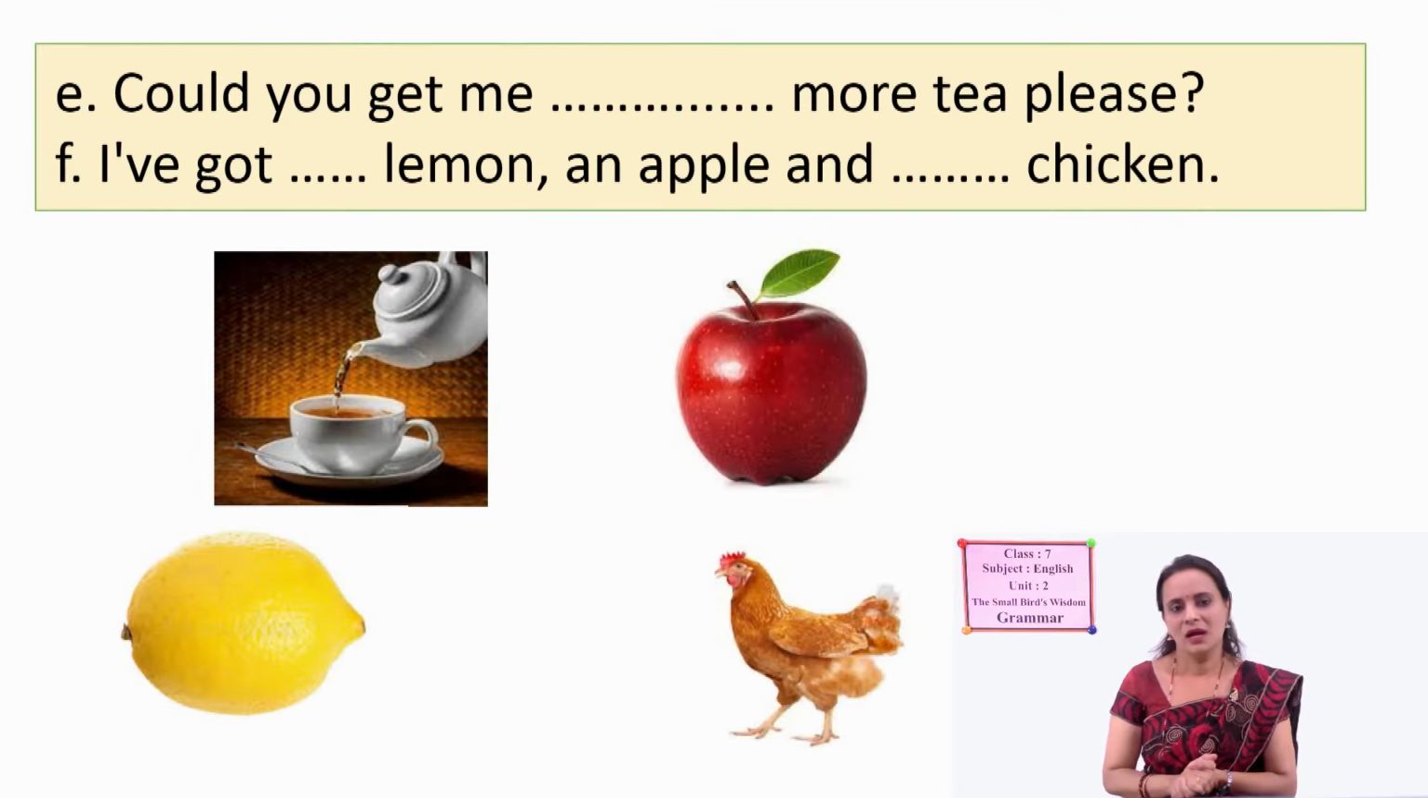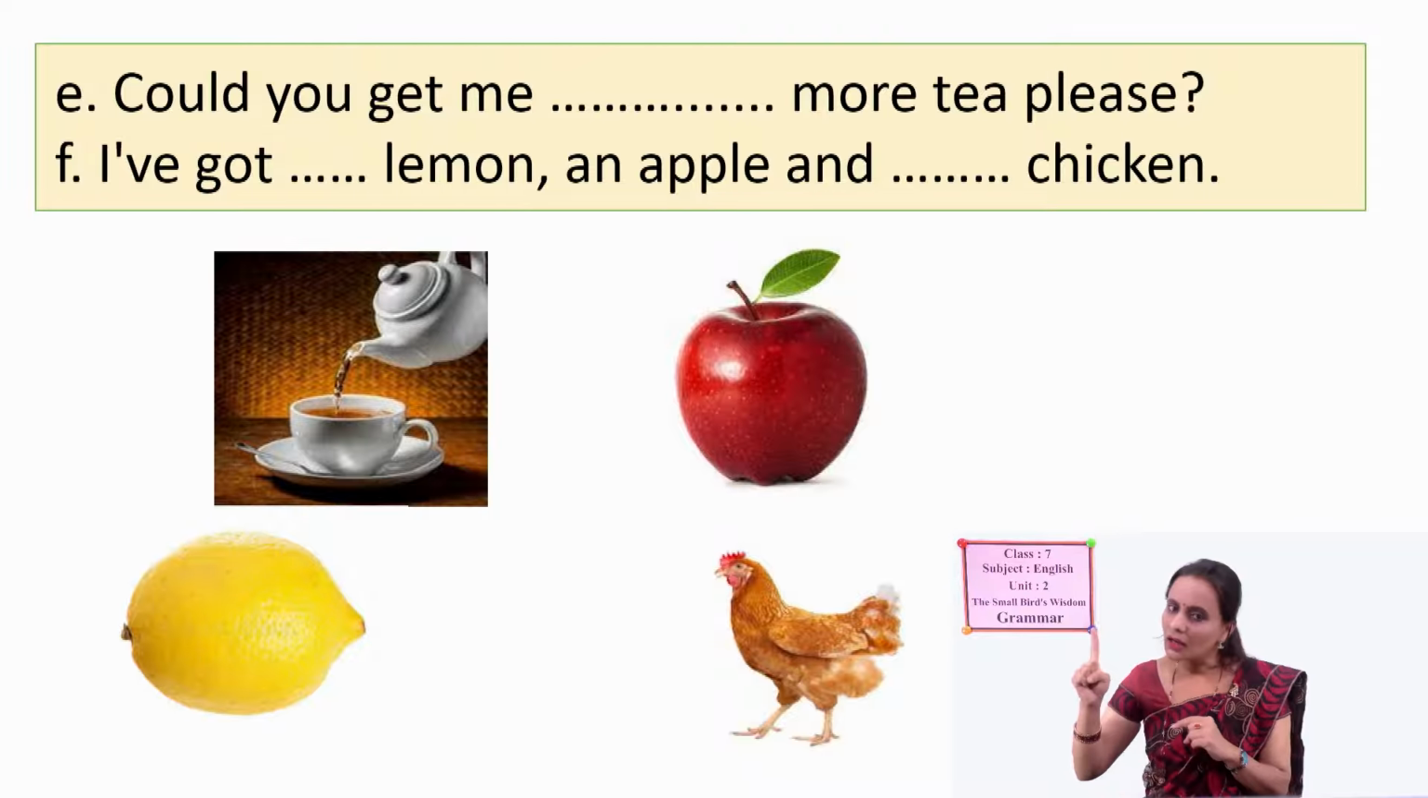Now, next, say it here. Could you get me blank more tea, please? I have got a lemon. There is no lemons. A lemon, an apple, and a chicken only, not chickens. Chicken means 1, 2, 3. I have got a lemon, isn't it? One lemon, one apple, and one chicken.